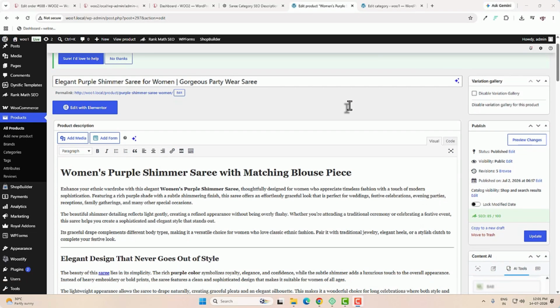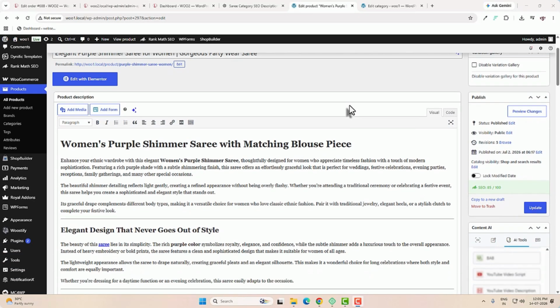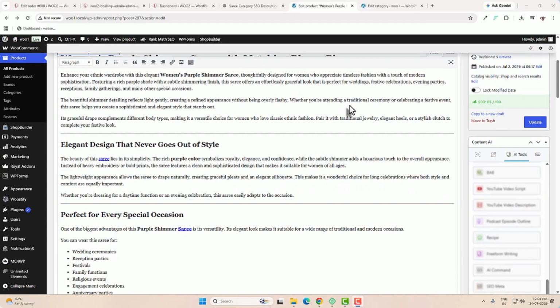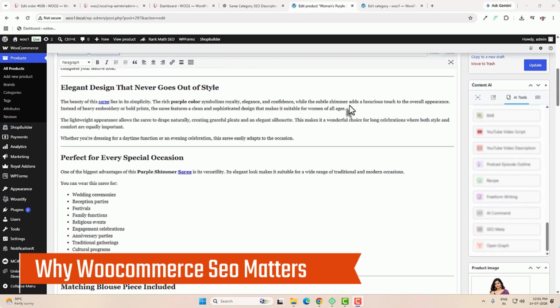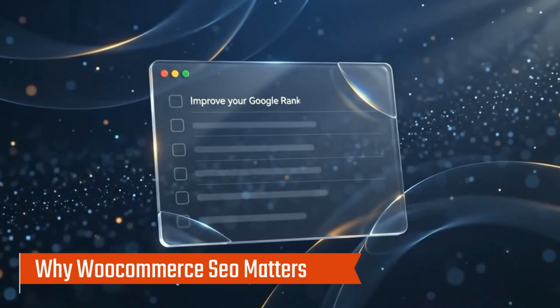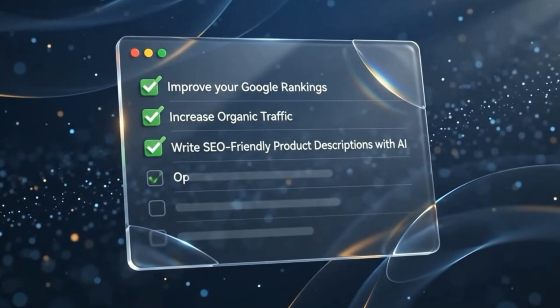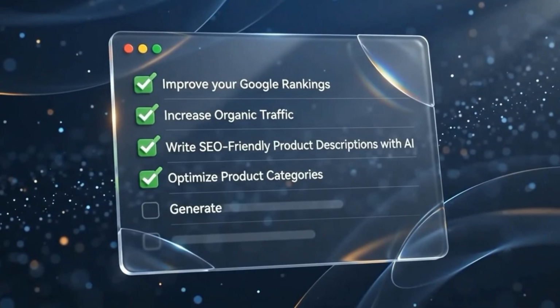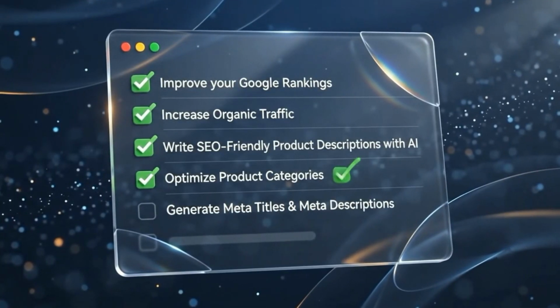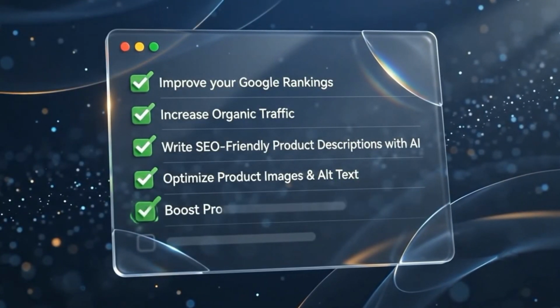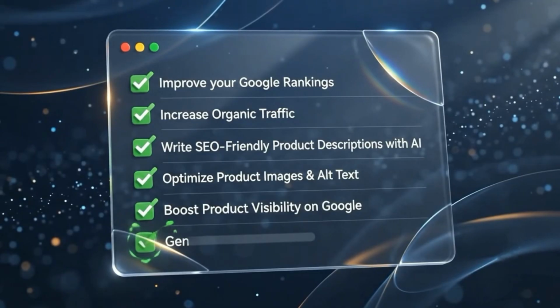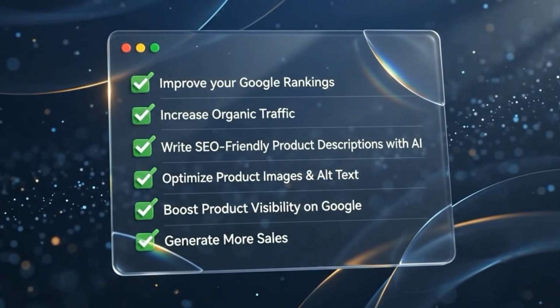Whether you are a beginner or an experienced WooCommerce store owner, this tutorial will help you to improve your Google ranking and increase organic traffic. It will write SEO-friendly descriptions by using AI, optimize product categories, generate meta title and description, optimize product images and alternate text, boost product visibility in Google, and also help to generate more sales.